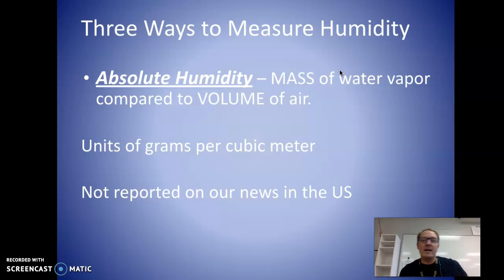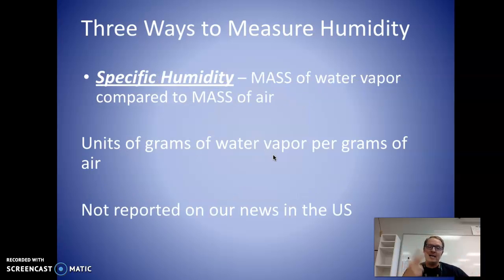I'm going to show you all three right now. Two of them probably won't make a whole lot of sense to you because we just don't see them in the US very often. The first one is absolute humidity. To find absolute humidity, we take a look at the mass of water vapor in the air compared to a volume of air, right? How much water vapor is in a given space. And so this gets described as grams of water vapor per cubic meter of air, right? So if you take a meter stick by a meter stick by a meter stick and get this cube, how many grams of water vapor are actually located in that area? This does not get reported very often, if at all, in the news in the United States.